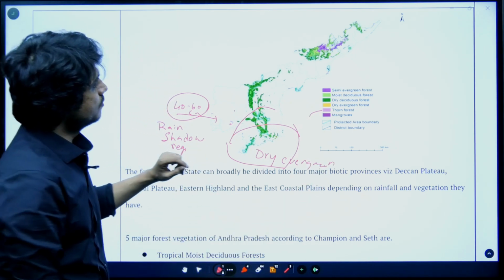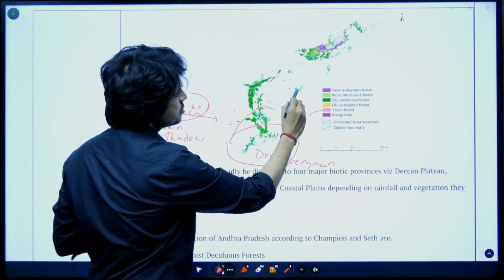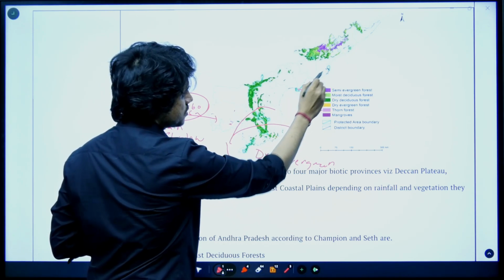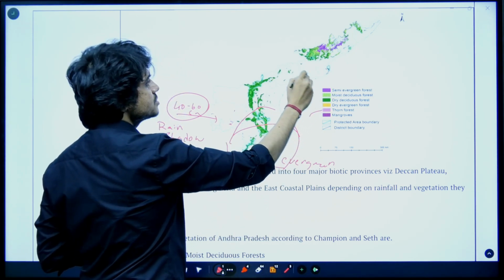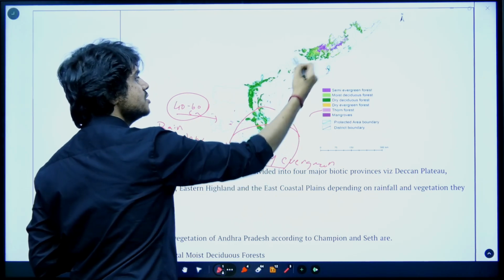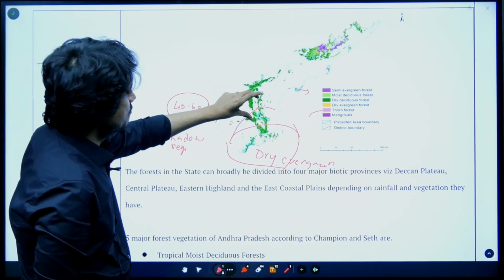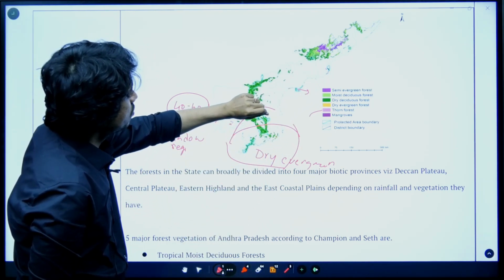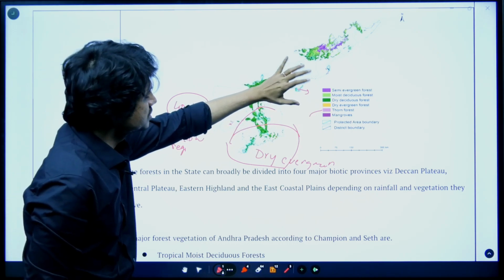Okay, and in the coastal areas you will have the littoral forest. These coastal areas and these parts receive a decent amount of rainfall, and whenever the rainfall is not present, you will find the shrub variety.